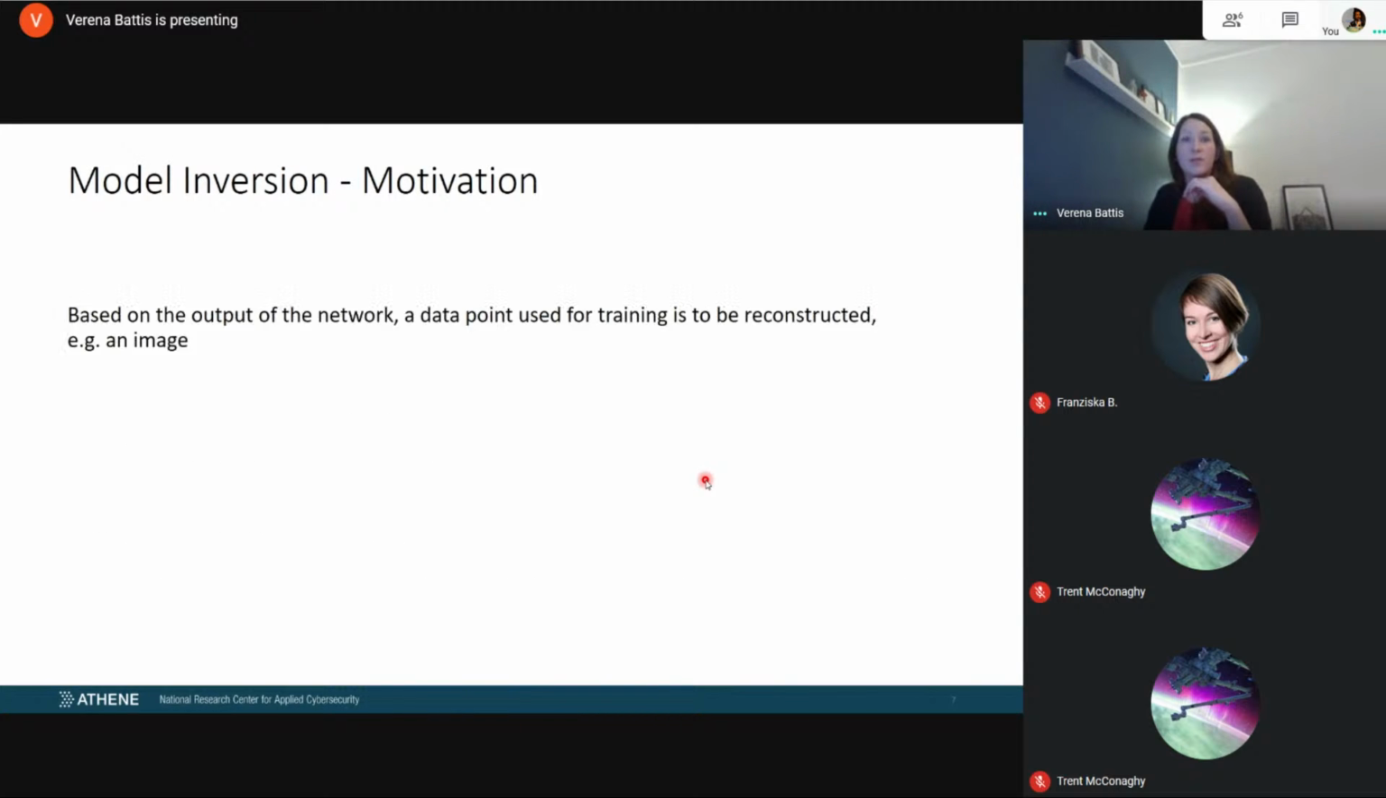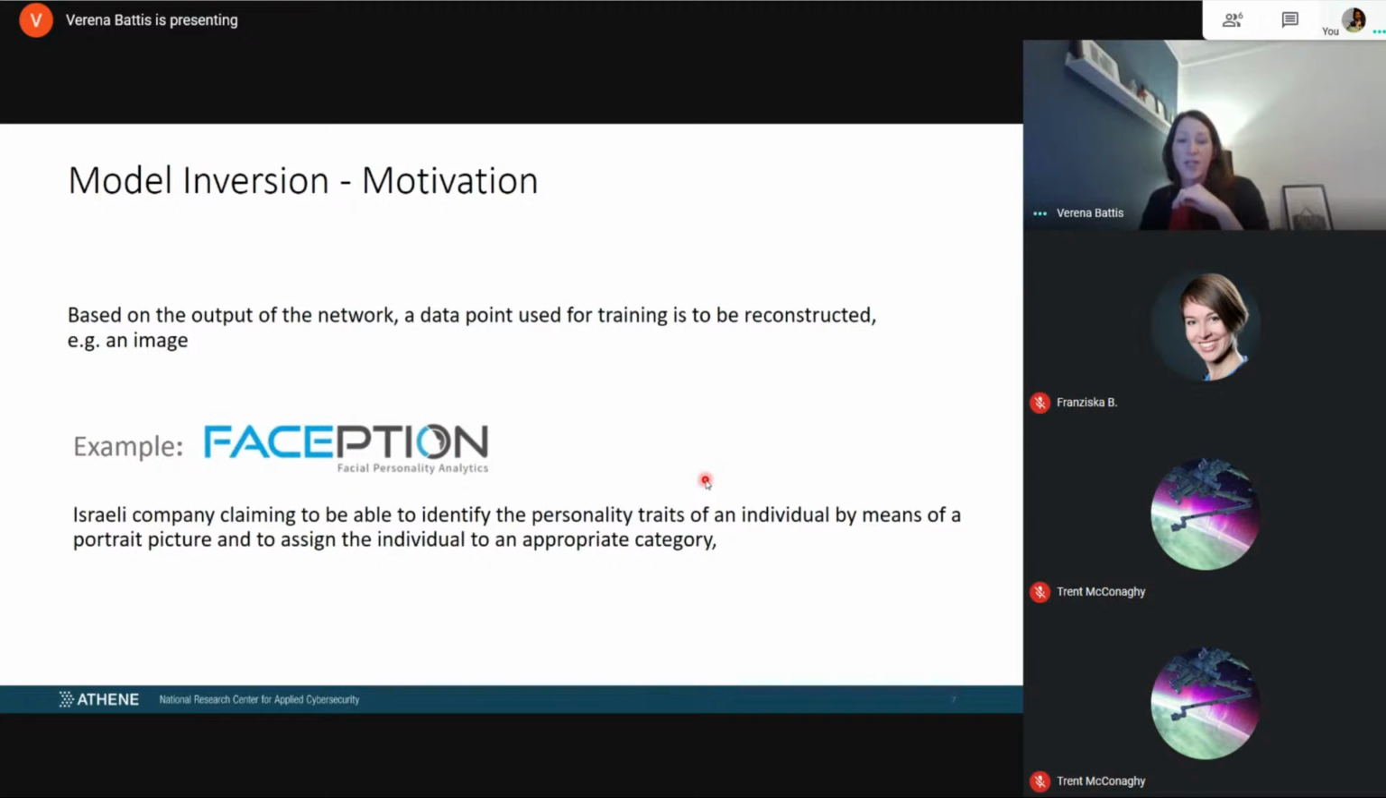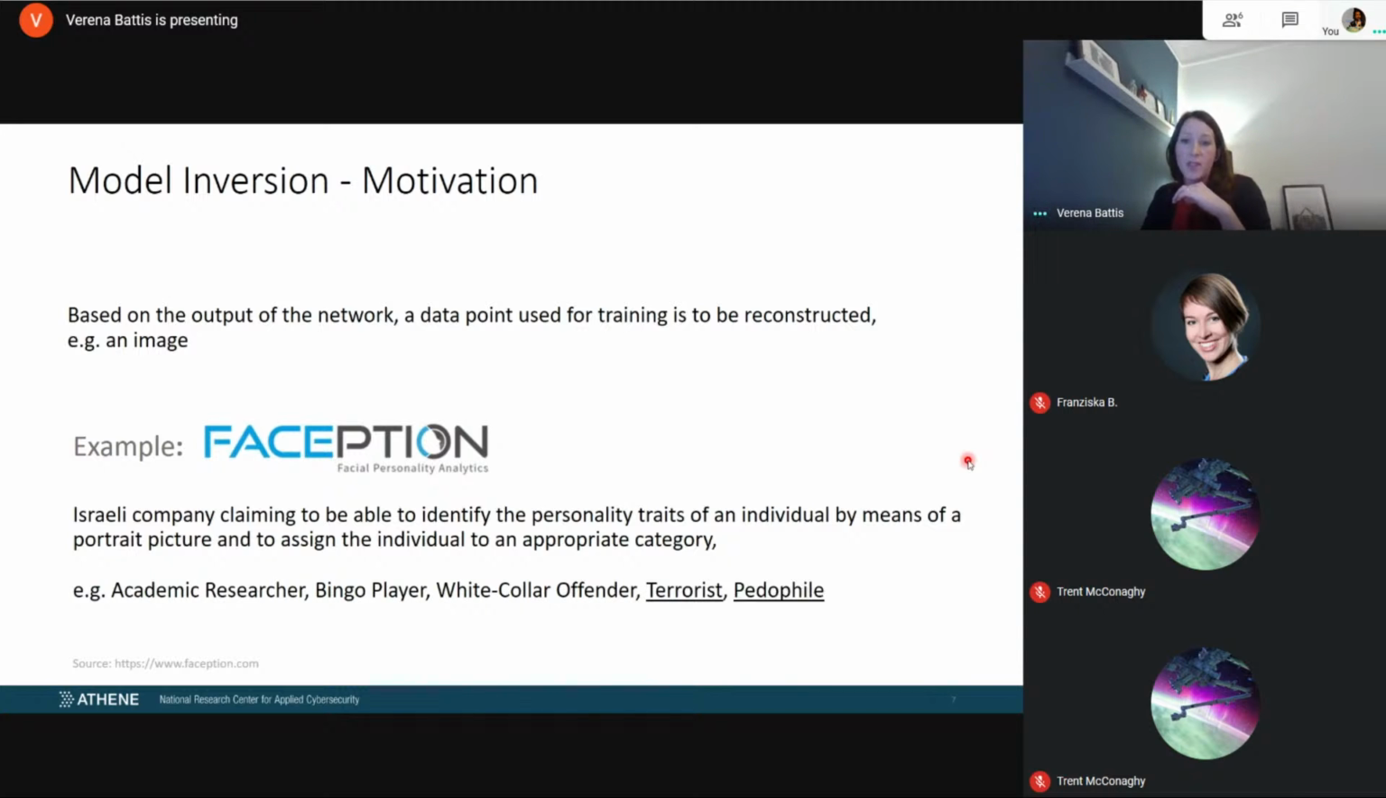Just imagine, based on the output of a network, a data point used for training is to be reconstructed, for instance, an image. And just imagine if one could reconstruct a portrait picture, just to give you a clue about what I want to talk to you about. My favorite example for model inversion is Faceception. Faceception is an Israeli company claiming to be able to identify the personality traits of an individual by means of a portrait picture and to assign the individual to an appropriate category. For instance, the categories they use are academic researcher, bingo player, white-collar offender, but they also have categories like terrorist or pedophile. And just imagine you would be able to reconstruct a portrait picture which is used to train one of the last two extremely sensitive categories, and the consequences that would come with it.